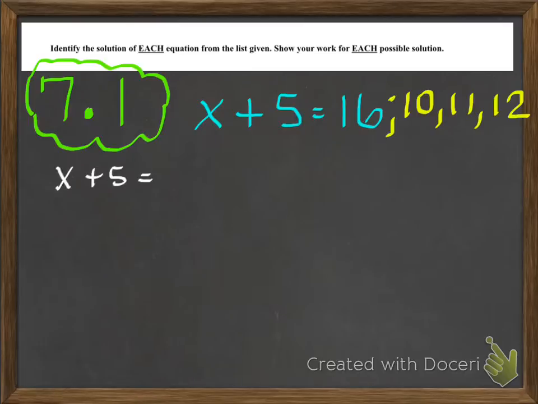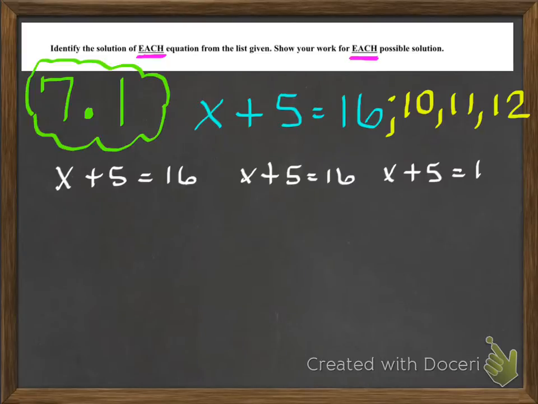All right, so what you're going to do first, as soon as you see this problem where it says to identify the solution of each equation from the list given and show your work for each possible solution, notice the each and the each. That should tip you off that you need to write this 3 times. So immediately I have written x plus 5 equals 16 3 times across the top of my paper.